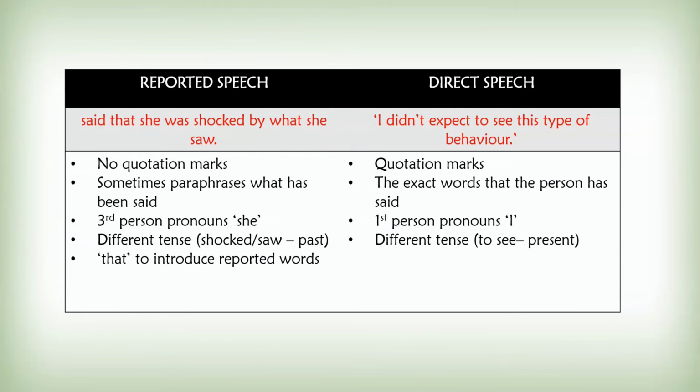So let's take that example of direct speech. "I didn't expect to see this type of behaviour," versus the reported speech, "said that she was shocked by what she saw." So with direct speech, it's very similar to direct speech in a story. There would be quotation marks. The direct speech is the exact words that are spoken by the person, so they haven't been changed or paraphrased. There's that first person pronoun I, and it's usually present tense.